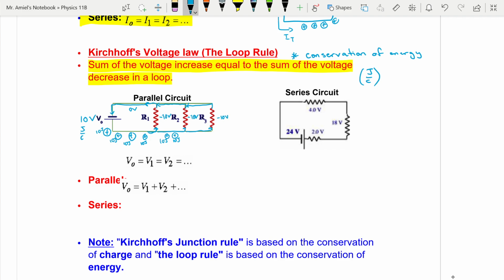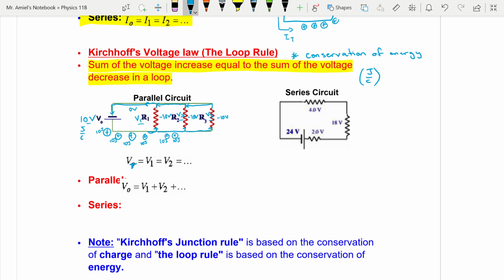So in this case, our V naught, or our V total, is going to equal our V1. Our V1 at this point, V2 at this point, and V3 at this point all have to be the same, because across that resistor, due to conservation of energy, what we pick up here, we have to lose at each of these. Okay, so that leaves us with the equation for a parallel circuit. We have the total voltage equals our voltage 1 equals our voltage 2, and so on.